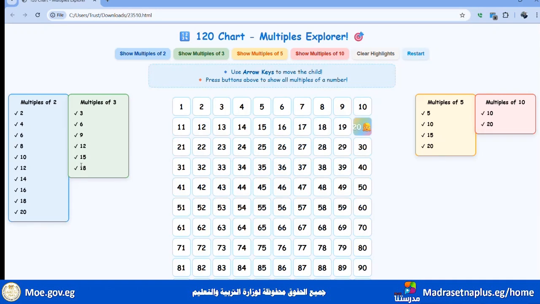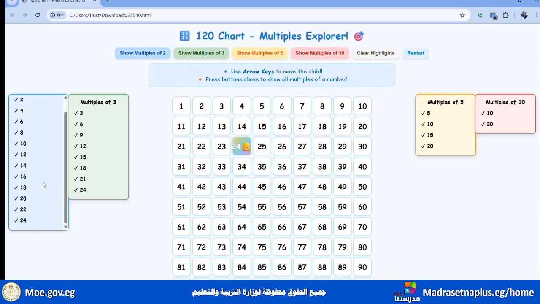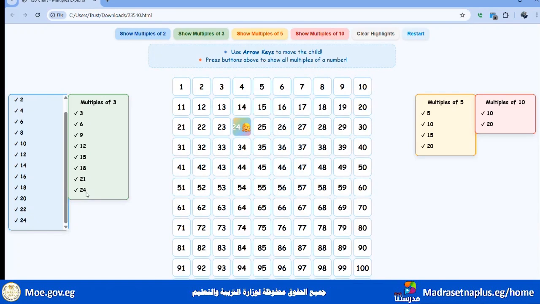20. 20 is a multiple of 2, a multiple of 5, and a multiple of 10. Multiple of 2, that means this is an even number. Multiple of 5, its ones is 0. Multiple of 10, its ones is 0. 21, multiple of 3 only. 22, multiple of 2 only. 23, not a multiple of any one of them. 24, a multiple of 2 and a multiple of 3.